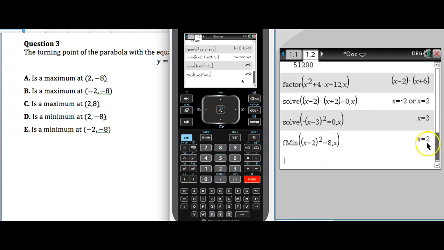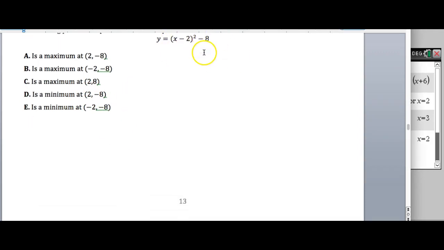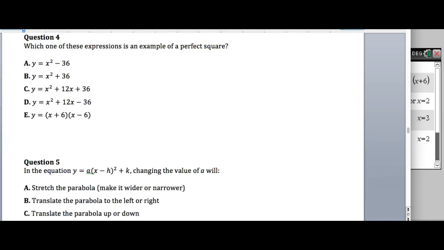Okay, so it's given you the x coordinate. That's all I really need. It hasn't given me 2 possible answers, so you can see there it's (2, -8). But again, you should know by now the turning point form and how to get your turning point from that.